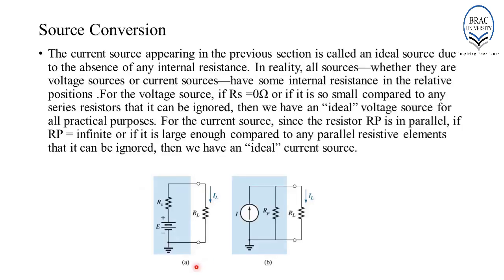If you consider network A and network B, then both of them are the same network. The only difference is in the configuration of the source. In this case, there is a voltage source, and in this case, the voltage source is replaced by an equivalent current source. It is very important to remember that although there is a source conversion taking place, the current flowing through the load must be the same. It must remain unchanged.